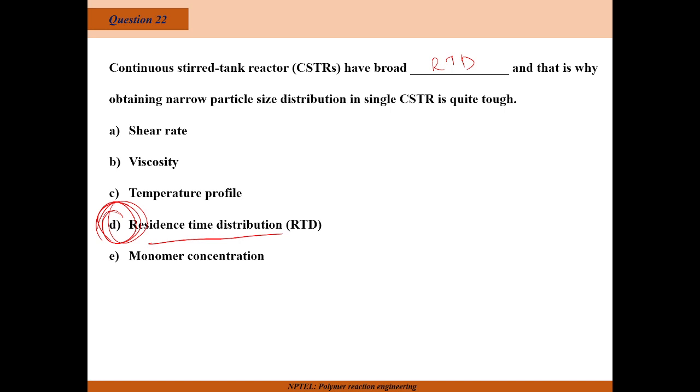Since the time for which they stay varies, definitely the particle size, the number of particles that can attach together to form a particle, will also vary.